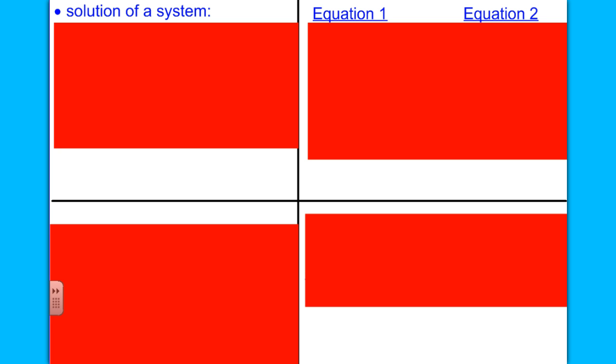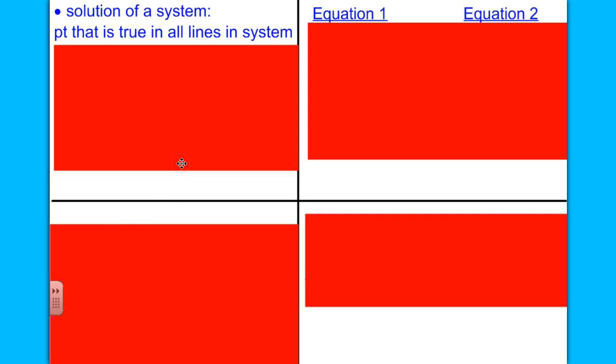So what's a solution of a linear equation? We're talking just equations right now, not the inequalities. So what is it, Sophia? A point, an ordered pair that makes each of the equations true, which means it lies on the line of both equations. The point of intersection, right?